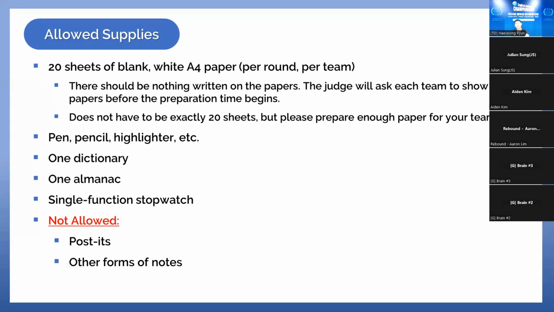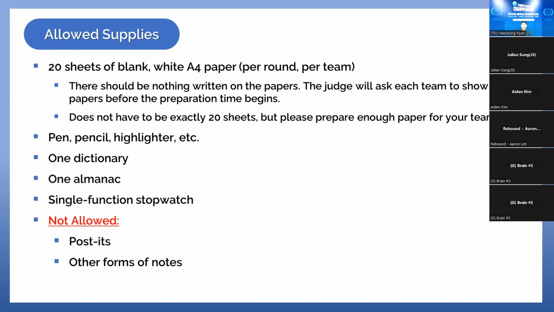It should not contain any information regarding a particular debate motion, or pros and cons of certain topics. It should only contain information about current issues, which is the spirit of a publicly produced almanac. Also, each team should have a single-function stopwatch, meaning it cannot be an Apple Watch or any smartwatch that has other functions that can allow you to do other things during the round. The judges will check what kind of stopwatch or watch you wear. So please be aware that it should be only single function.